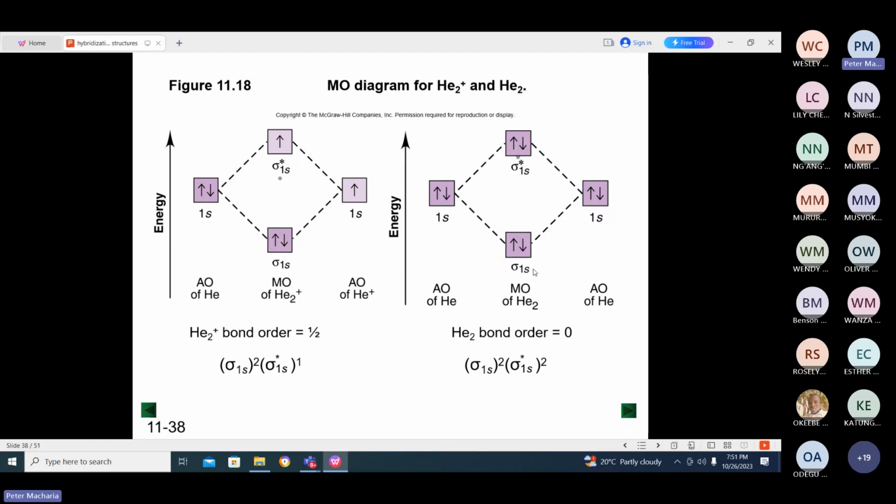And the bond order is given by the number of bonding electrons minus the number of antibonding electrons. In that case, it will be zero, and it is not possible. What it's telling you is that it is not possible to form a He2 molecule.